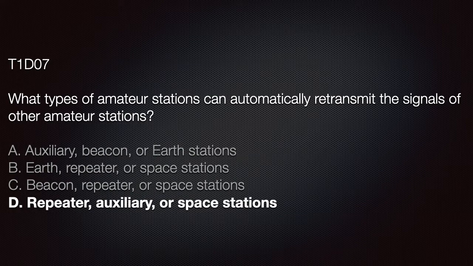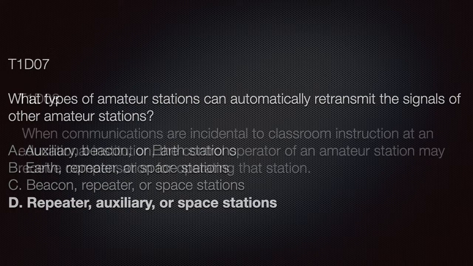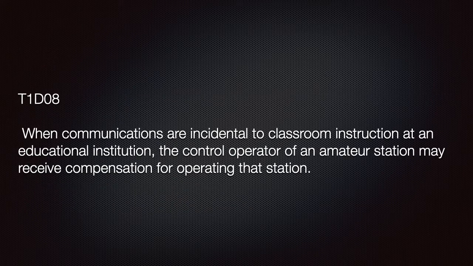You should have answered D, repeater, auxiliary, or space stations. Another pearl of wisdom we should know is, when communications are incidental to classroom instruction at an educational institution, the control operator of an amateur station may receive compensation for operating that station.